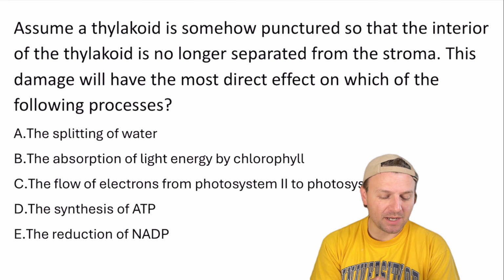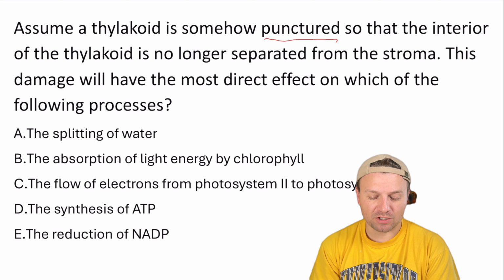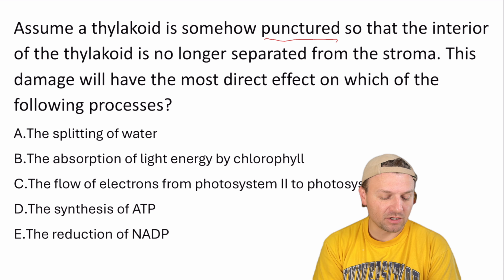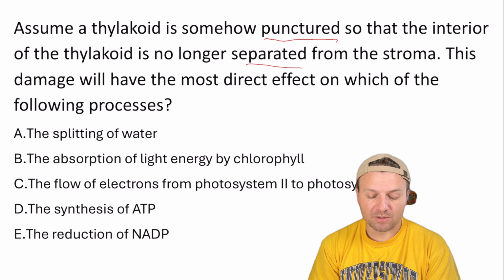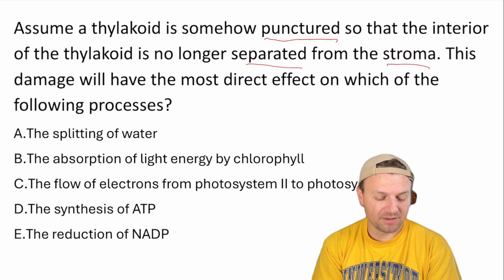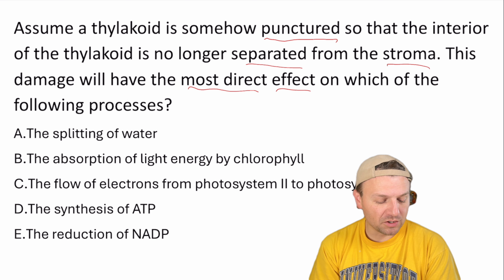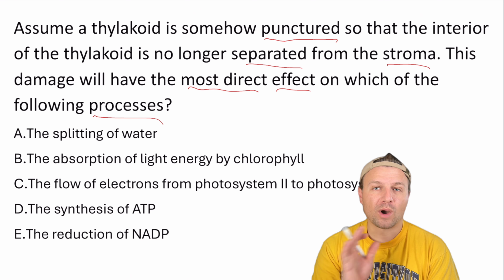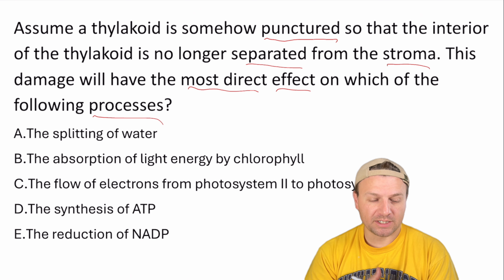The question says, assume a thylakoid is somehow punctured so that the interior of the thylakoid is no longer separated from the stroma. This damage will have the most direct effect on which of the following processes? Wow, again, there's a lot of words there. Before we get to the answers, let's try to figure out what this question is asking for.